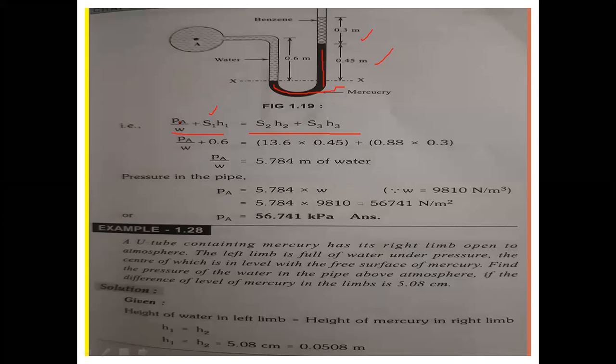Now substituting the values, PA by W plus S1 H1, and S1 is equal to 1 into H1 is equal to 0.6. Therefore 1 into 0.6 is 0.6. Next, S2 value enta 13.6, H2 value enta 0.45, plus S3 value question lo ichchadu 0.88 into H3. H3 is equal to 0.3. Therefore by calculating all this, you are getting 5.784 meters of water. That is, approximately 5.8 meter.